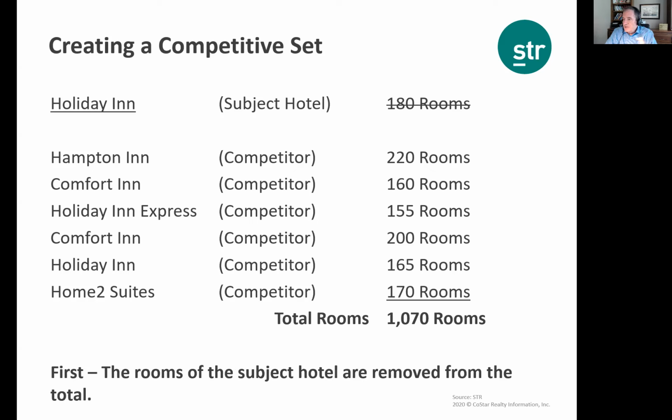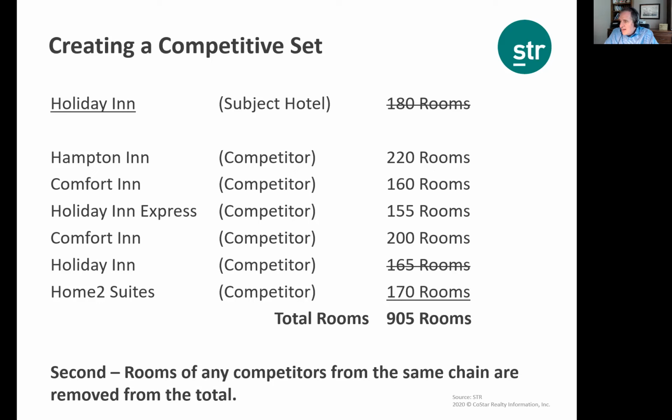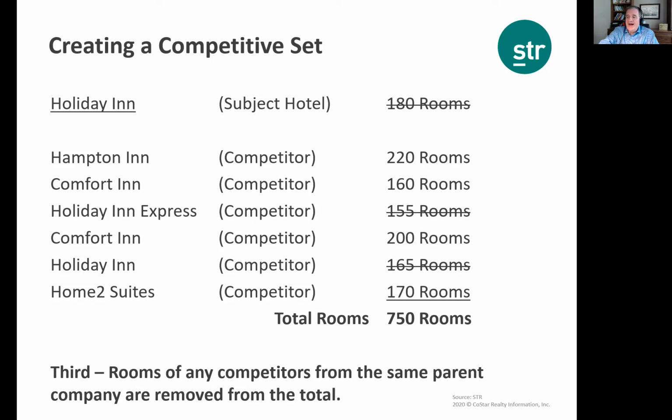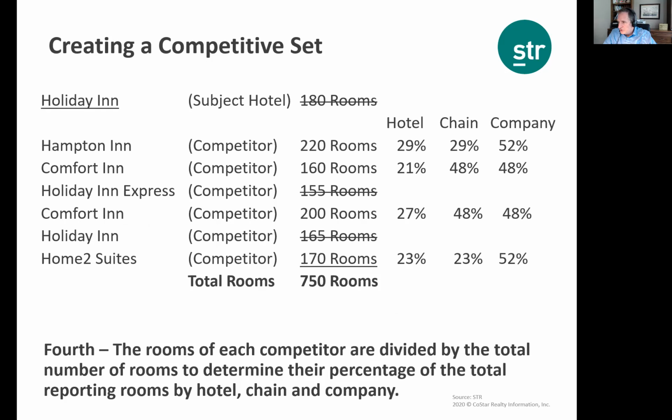The first thing we do is remove the rooms of the subject hotel. So right there, we remove 180 rooms in the first step. Next, we have to remove the rooms of a hotel in the same chain. Notice there is a Holiday Inn in their comp set that they named. So we take those rooms out as well. One more thing. Notice there's a Holiday Inn Express, not the same chain, but the same parent company. So we take those rooms out of the mix and we're left with 750 rooms.